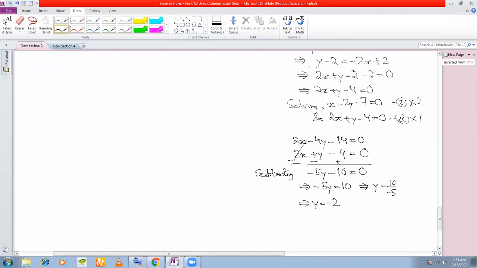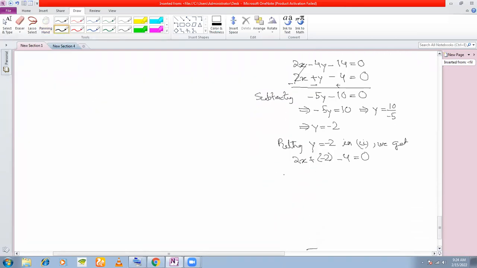Right? Now you've got y. So you can put the value of y in any of the two equations now. Let's put it in 2. Putting y is equal to minus 2 in 2, we get 2x plus minus 2 minus 4 is equal to 0. So you get 2x minus 6 is equal to 0. That means you get 2x is equal to 6. That means you get x is equal to 6 by 2, which means x is equal to 3.